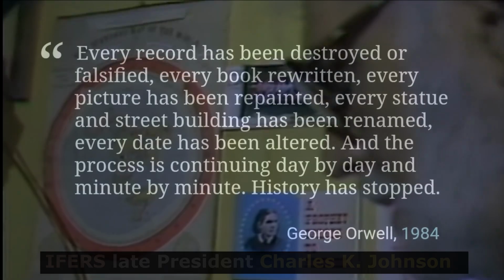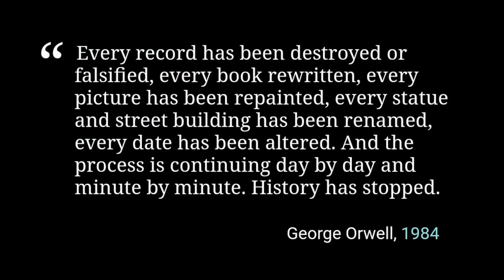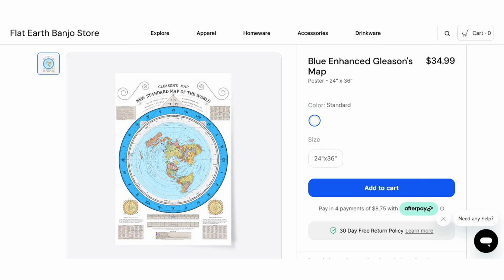Here is a quote from the book 1984 by George Orwell. Every record has been destroyed or falsified, every book rewritten, every picture has been repainted, every statue and street building has been renamed, every date has been altered, and the process is continuing day by day and minute by minute. History has stopped.